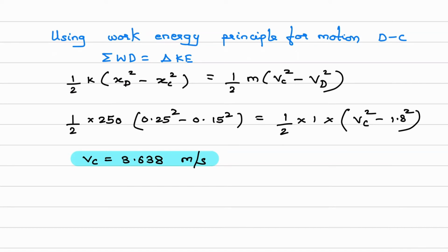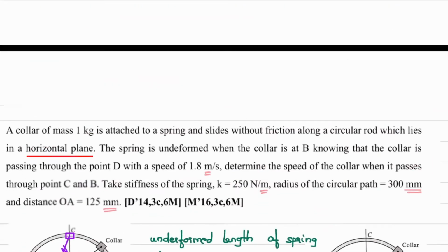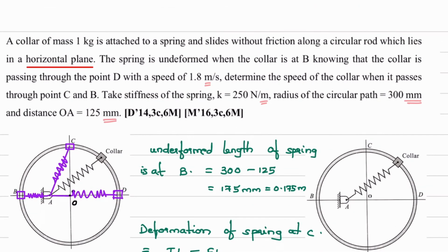So we have calculated both the velocities. Okay, so we'll see the question once again. What is given in the question? Okay, a circular rod is given, a collar is there, that collar is attached to a spring at point A. Okay, now velocity of the collar at point D is given in the question, and we have to find velocity at point B of collar and velocity of collar at point C. Okay, here we have only conservative force, friction force is absent. And one more important point is the circular rod, it lies in a horizontal plane. So here we are not considering work of a weight force.